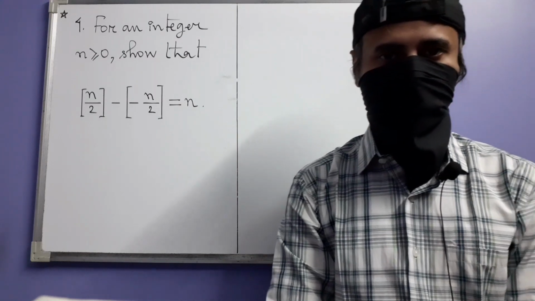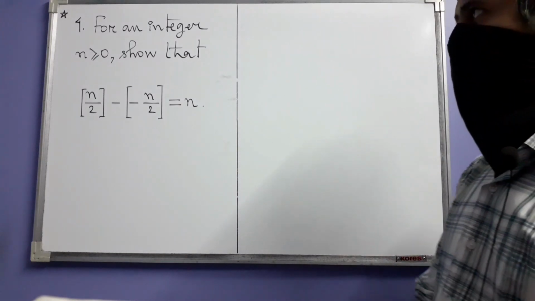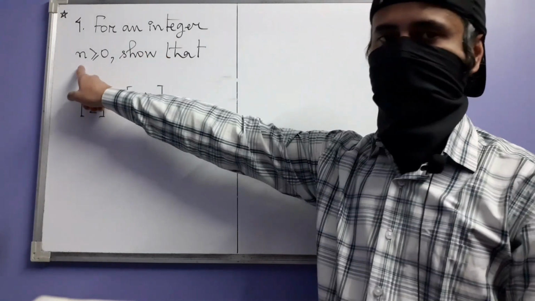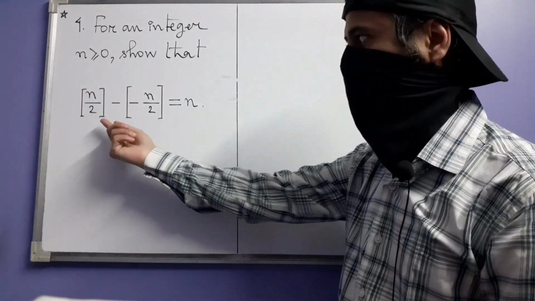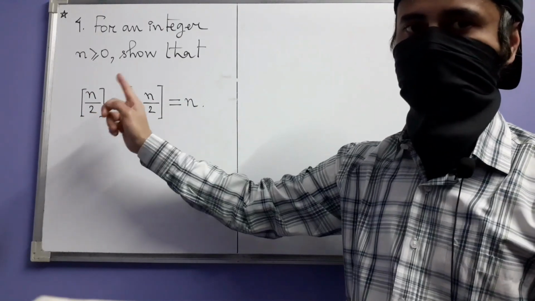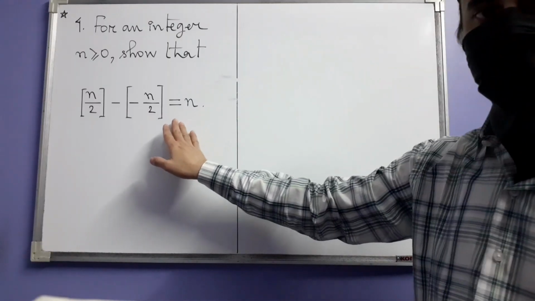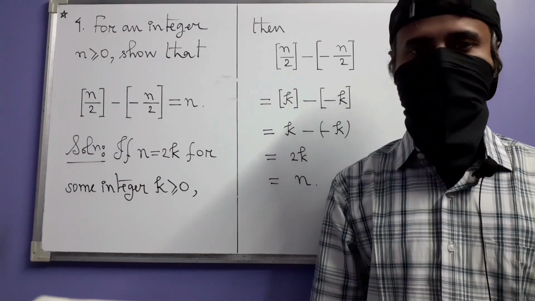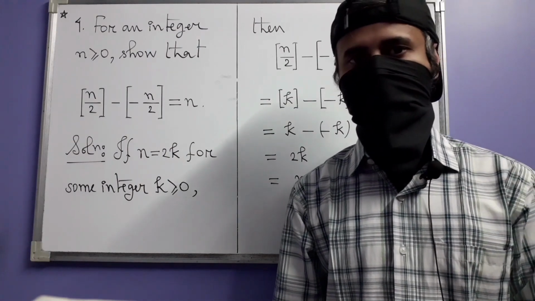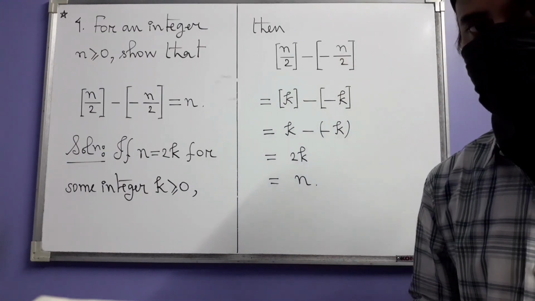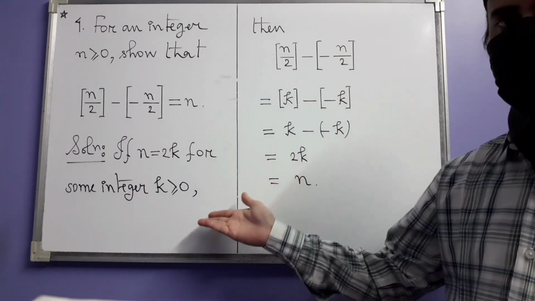Next we have number 4, where we have to prove that for any non-negative integer n, the floor of n divided by 2 minus the floor of minus n divided by 2 is equal to n. We divide the solution into two cases depending on whether n is even or odd. Let's see the even case first.